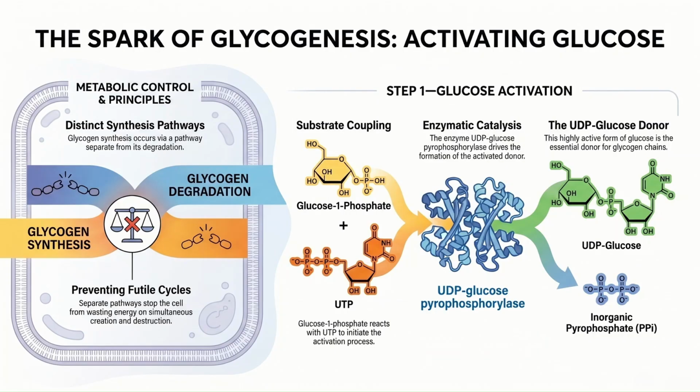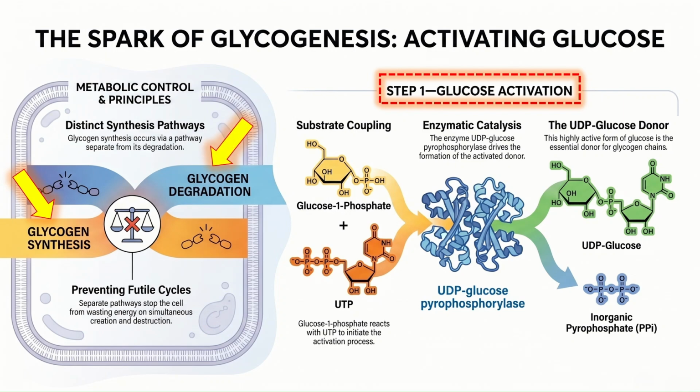Before the glucose can be added to a growing glycogen chain, it must first be activated. So, the first step is glucose activation. As shown in this figure, glycogen synthesis and glycogen degradation occur through distinct pathways that prevent the futile cycling where the cell would otherwise waste energy by simultaneously building and breaking down glycogen. The first committed step in glycogen synthesis is glucose activation.